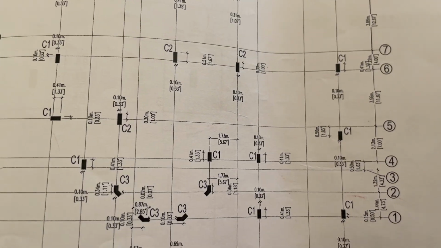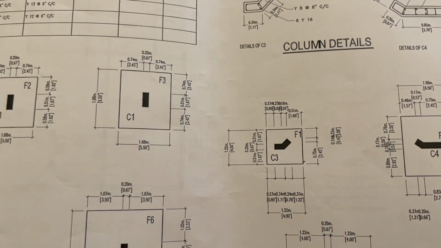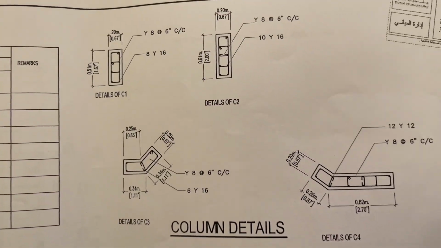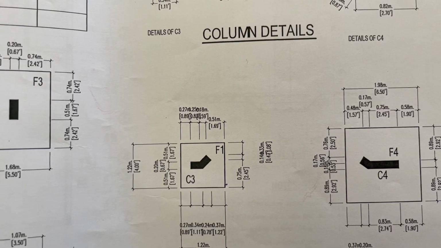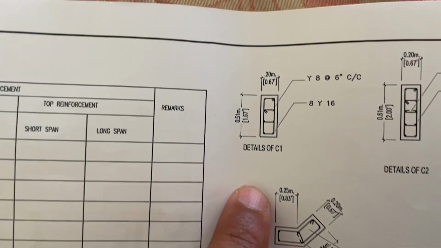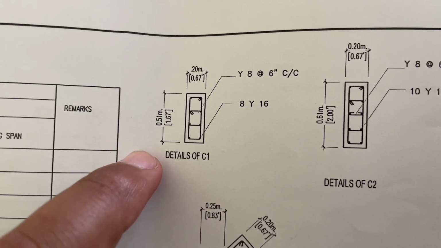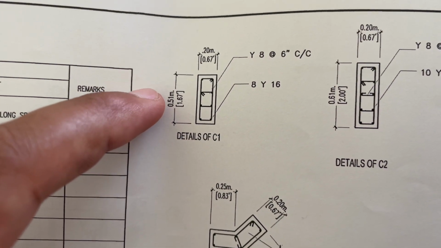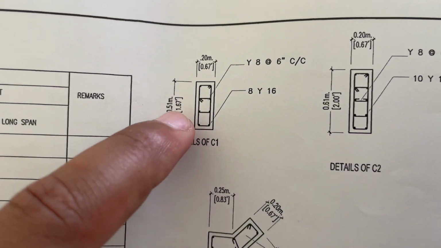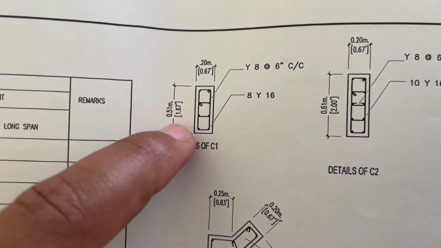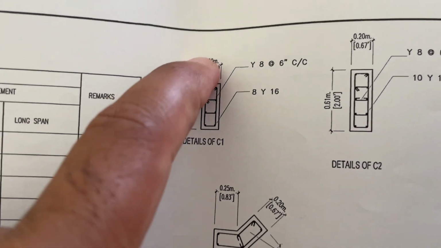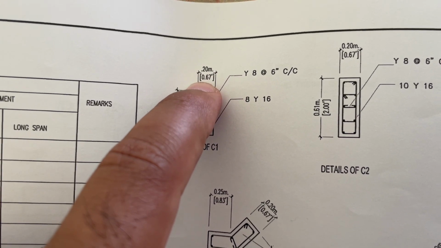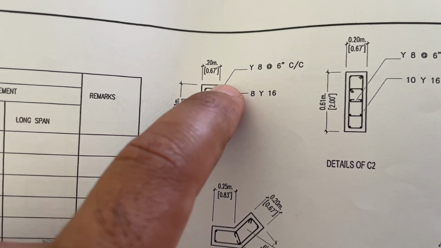After that we have the structural details, which type of steel and how the ties details will come for this. For columns, first of all we have C1. For C1 the length is 0.51 meter, that is, 51 centimeter or 1.67 feet. This is the length. The breadth is 0.2 meter, that is, 20 centi, and 0.67 feet is its breadth.